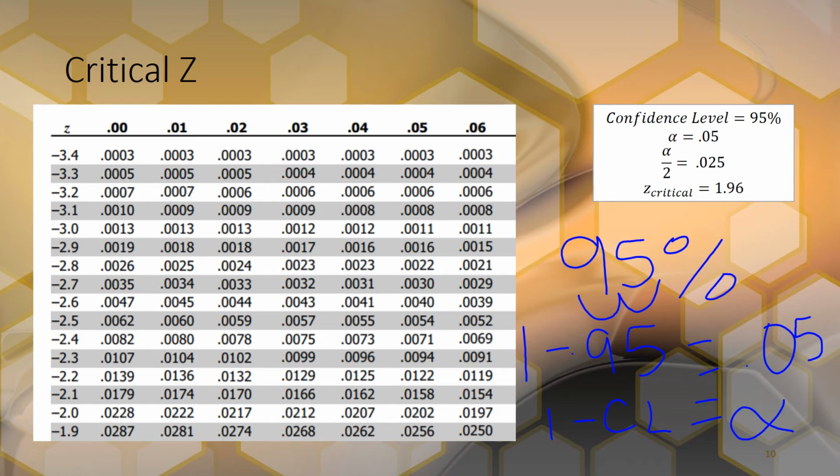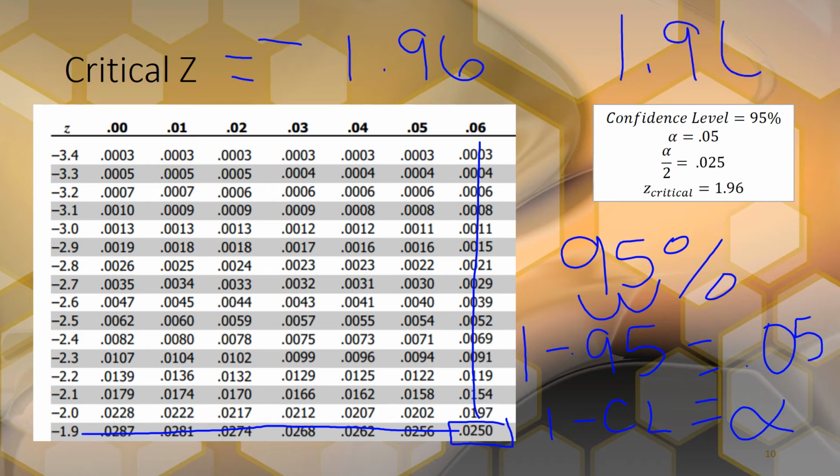So I'm going to find it, and it is right here. And then you're going to go out to the left, and we're going to get a negative 1.9, and then go up to get the second decimal place. Remember, this is the second decimal place, and the first column gives you the whole number and the first decimal place. Okay, so then we get negative 1.96 as our critical Z. And then because the normal distribution is symmetric, the other one would be 1.96 if you look that one up too. So you can just look up the negative version because that's the easiest to get.